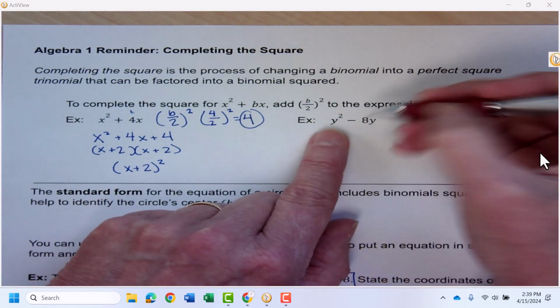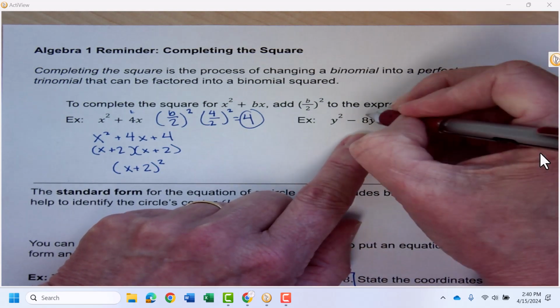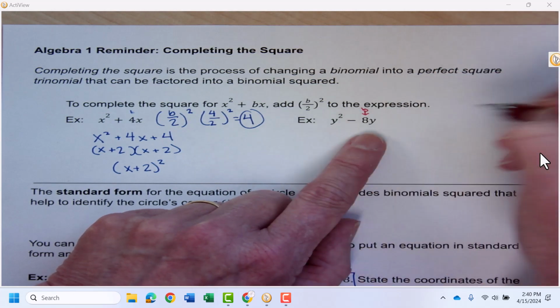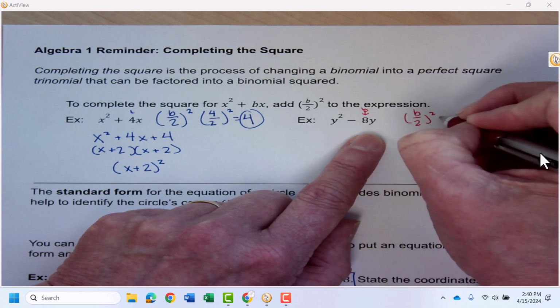So one more time, I have a squared term and just the variable term there. In this case, the value of b is -8. I'm going to take half of b and square it.